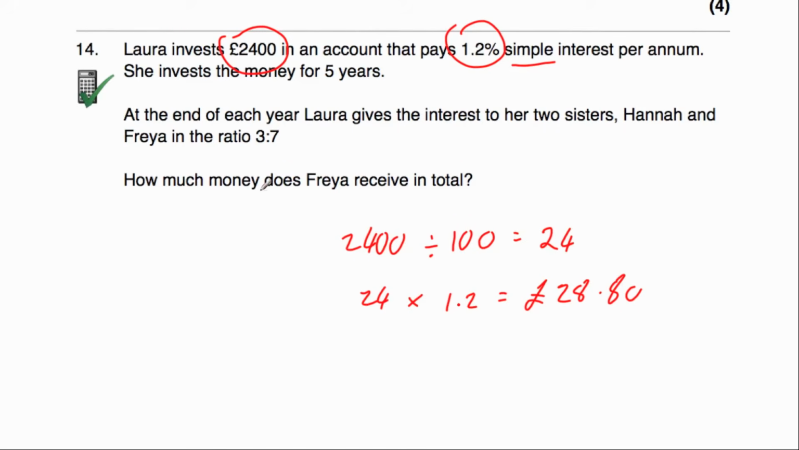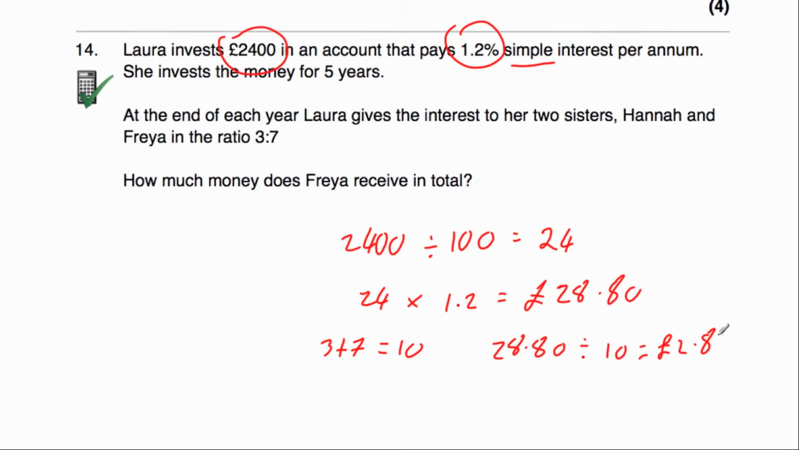Now every single year she shares this money between her sisters, Hannah and Freya, in the ratio of 3 to 7. And we want to work out how much money Freya receives. So let's add together the numbers in the ratio, so 3 and 7. So 3 plus 7 is equal to 10. And we're going to divide the total amount of money she shares out by 10. So we're going to do £28.80 divided by 10, and that's equal to £2.88. So if we take our £2.88 and we multiply that by Freya's number in the ratio, which is 7, that tells us how much money Freya receives every single year from her kind sister, which would be £20.16. Now the question says that Laura invested the money for 5 years.